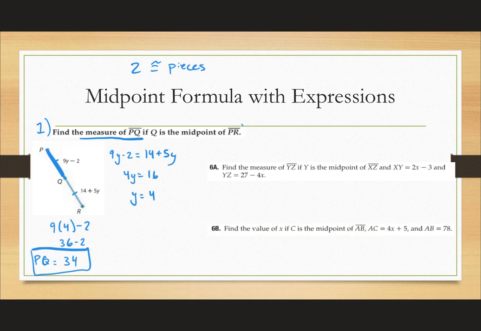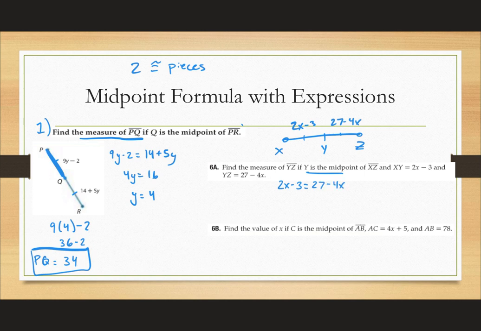Okay, now on these two, it really does help to draw the picture, just like we did in the other ones. It just kind of helps you orient yourself. So find the measure of YZ if Y is the midpoint of XZ. So here we go. Here's X. Here's Z. Y is in the middle. Draw your congruency markings. Next, we know that XY is 2x minus 3, and that YZ is 27 minus 4x. So we're given the pieces. Because this is a midpoint, I know the pieces are congruent, and therefore they are equal. So you're going to take these pieces and set them equal to each other.